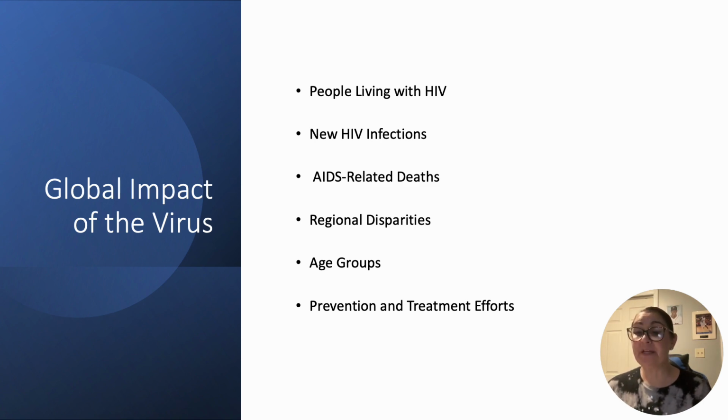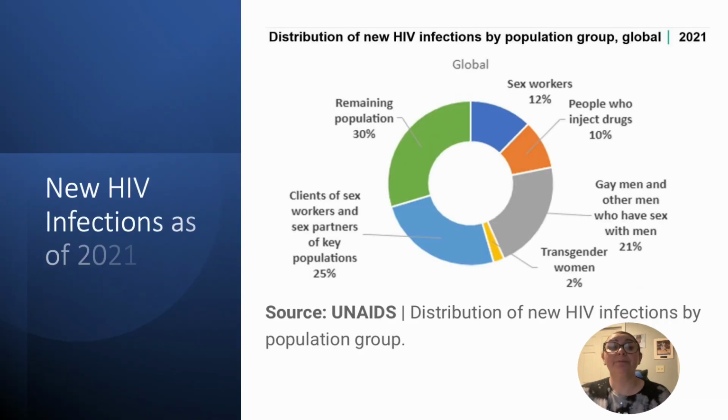Young people, ages 15 to 24, accounted for a significant proportion of the new HIV infections globally. In several regions, there were concerns about HIV transmission among key populations, including men who have sex with men, sex workers, and people who inject drugs, as well as transgender individuals. I have included a pie chart showing new HIV infections as of 2021, separated into the different global population groups.